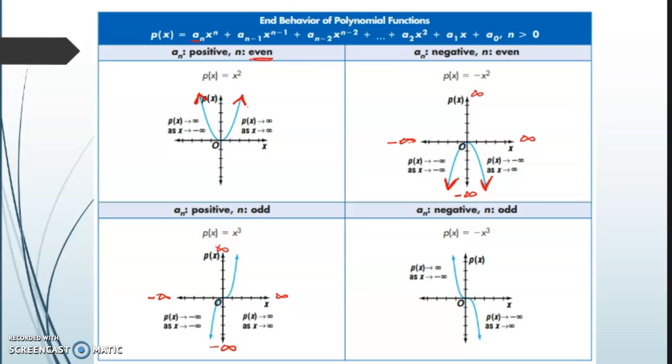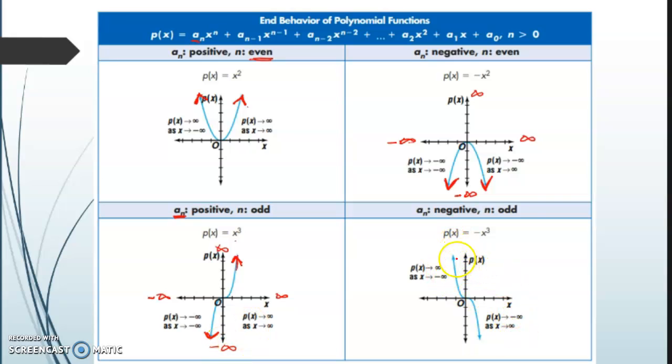So in this situation, your a is positive. It's odd because they're going in different directions. And as x is going to positive infinity, y is also going to positive infinity. As x is going to negative infinity, y is also going to negative infinity.